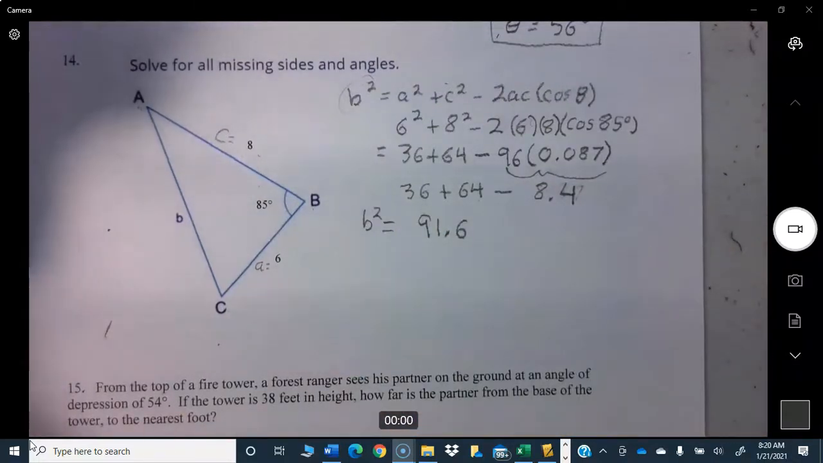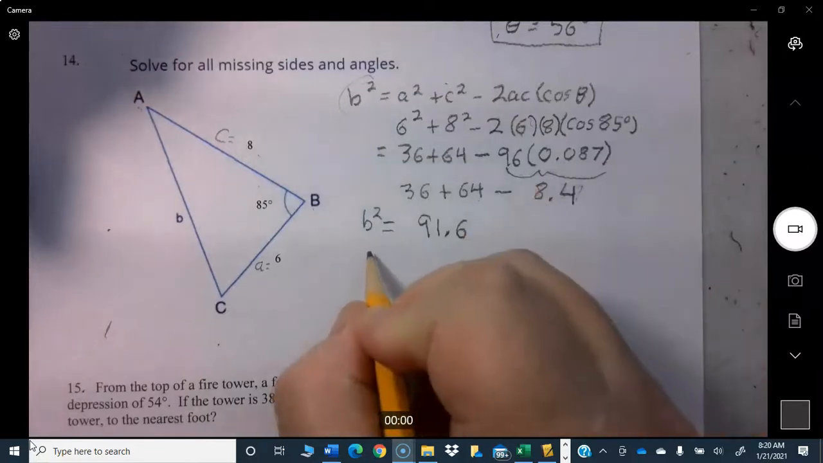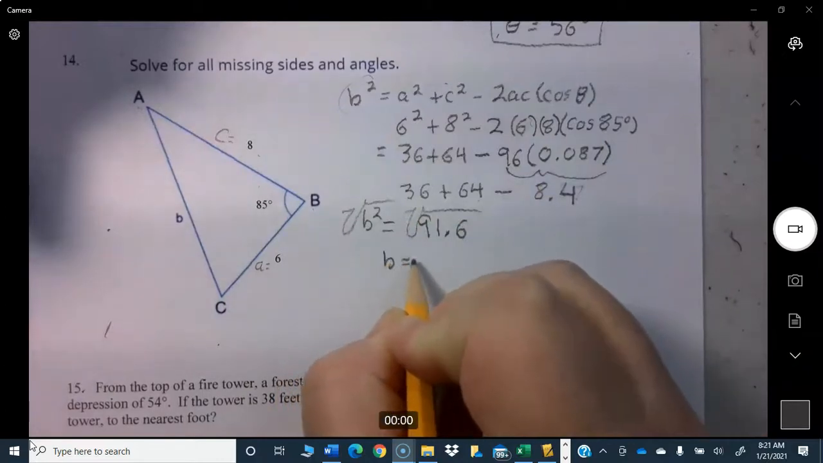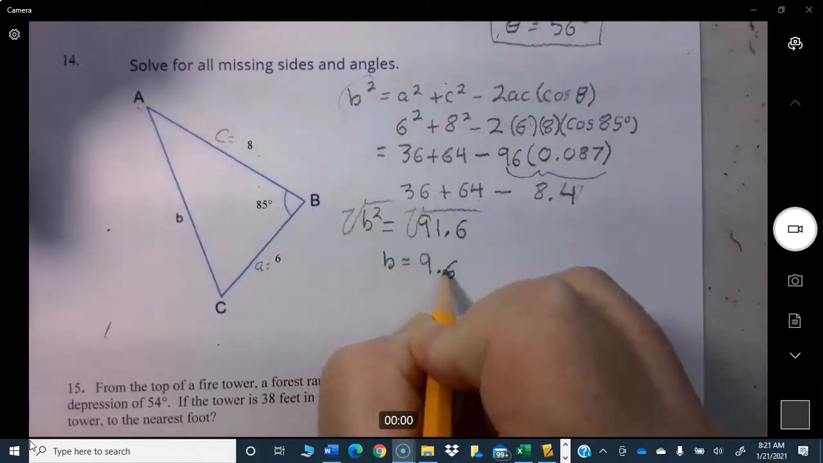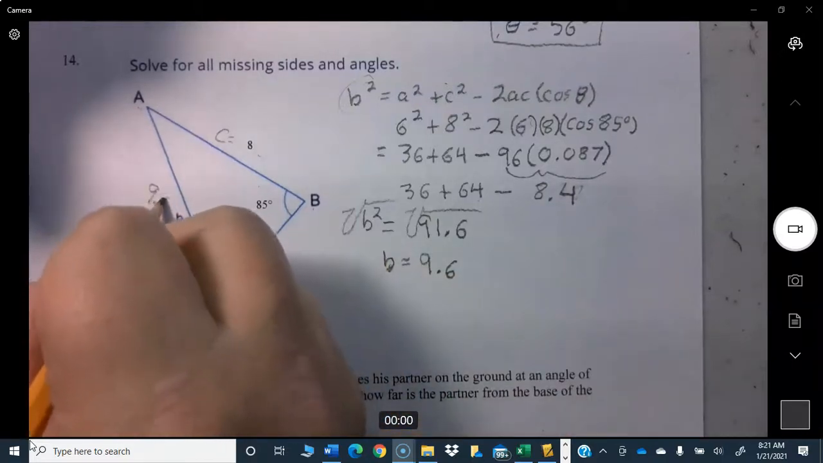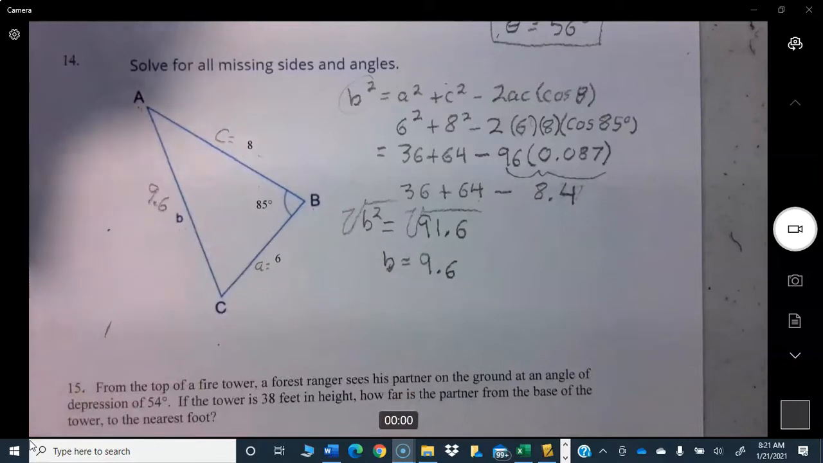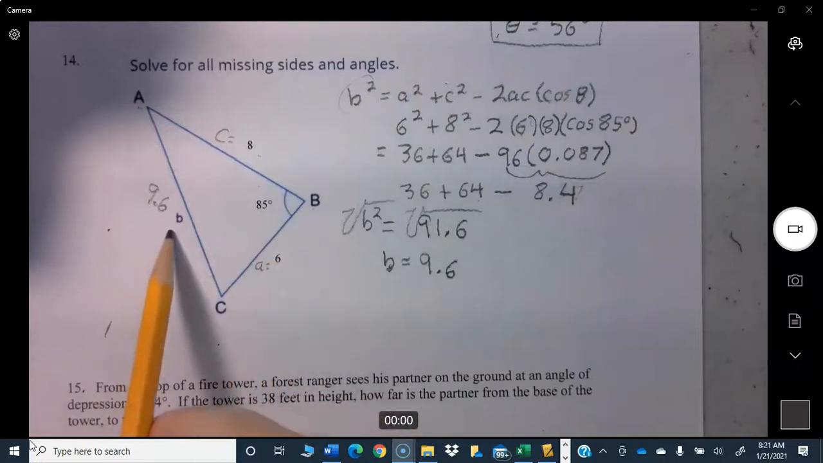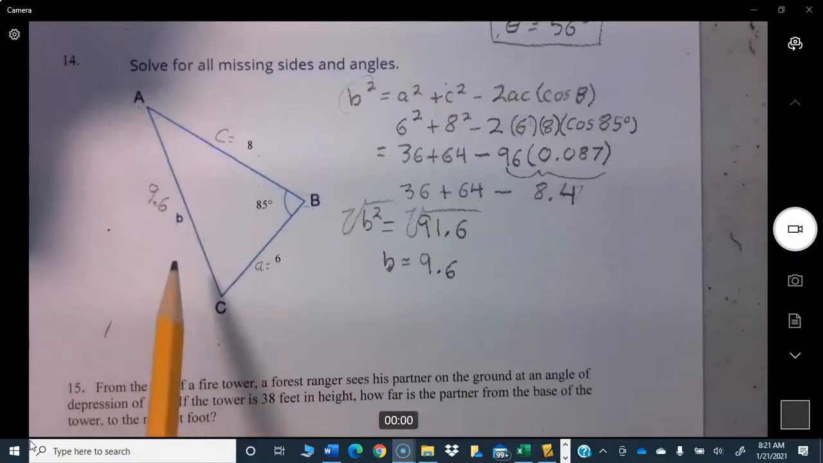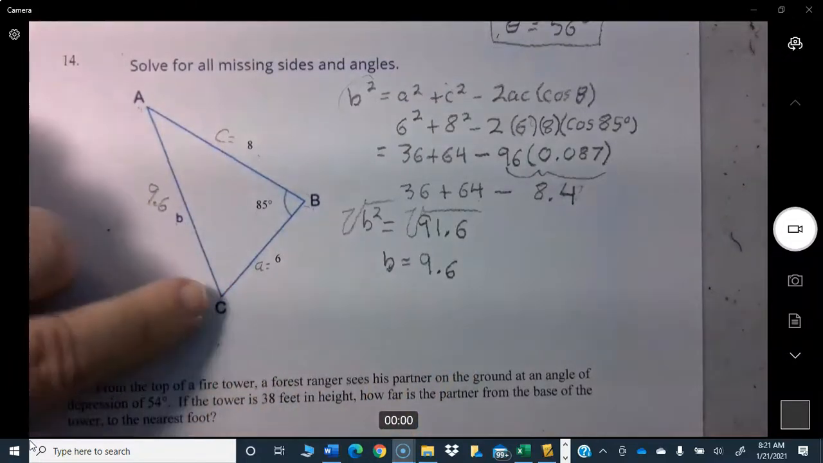So we take the square root of that, and it gives us 9.6. So the square root of b squared, the square root of this, b equals 9.6. So that's this side here, 9.6. All right, now we have all three sides, and now we have a side and a corresponding angle. We have angle B and we have side B. So now we can use the law of sines to figure out one of these.